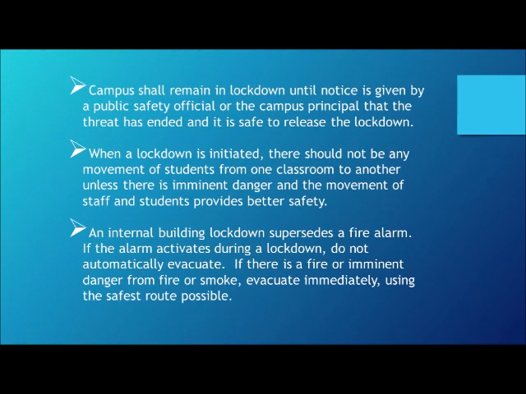When a lockdown is initiated, there should not be any movement of students from one classroom to another unless there is imminent danger and the movement of staff and students provides better safety. An internal building lockdown supersedes a fire alarm. If the alarm activates during a lockdown, do not automatically evacuate. If there is a fire or imminent danger from fire or smoke, evacuate immediately using the safest route possible.